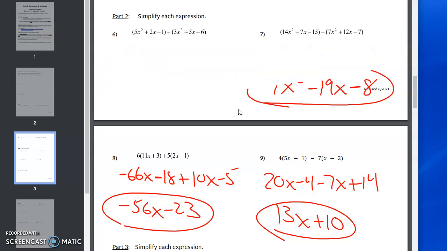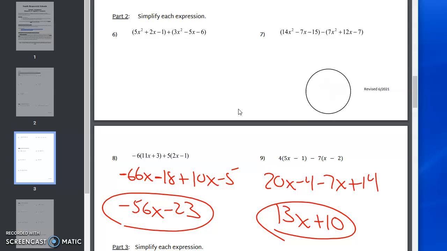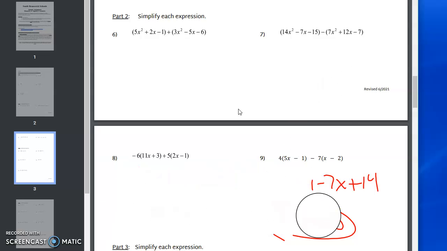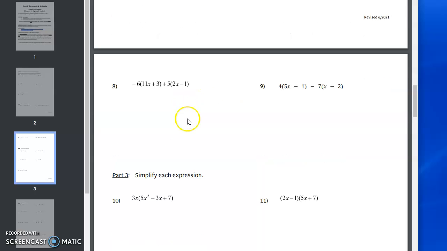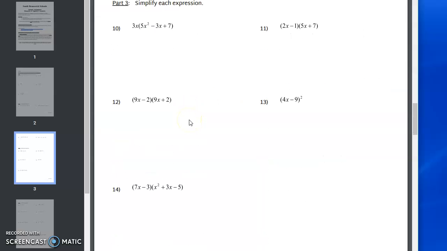Erase and scroll down. Well, I'm sure there's a better way to do this, but this is where I'm at right now, so that's what we're going with. So now we're going to simplify each expression here. And now you're going to be distributing and FOILing. Here we're going to distribute the 3x to all 3 terms. So 3x times 5x squared, 15x cubed. 3x times negative 3x, minus 9x squared. 3x times 7 is 21x.